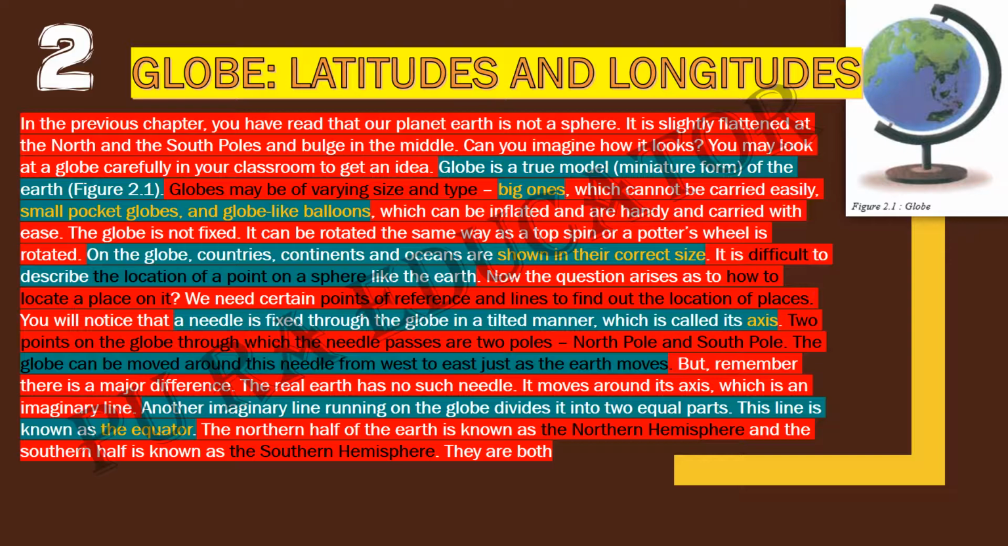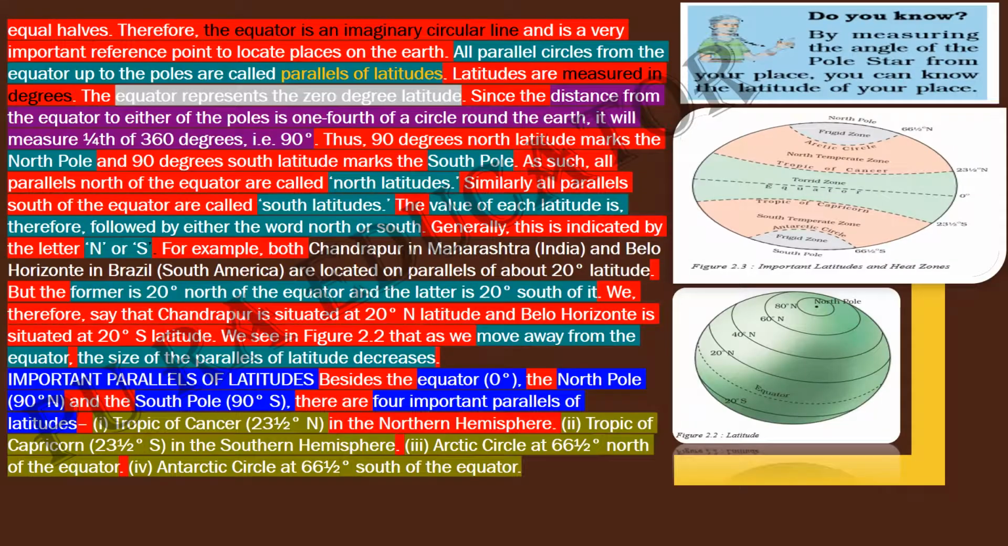Now we'll get into another slide, friends. Let's start. Friends, as I have mentioned, the equator is an imaginary circular line and is a very important reference point to locate places on the Earth. All the circles from the equator up to the poles are known as parallel latitudes.